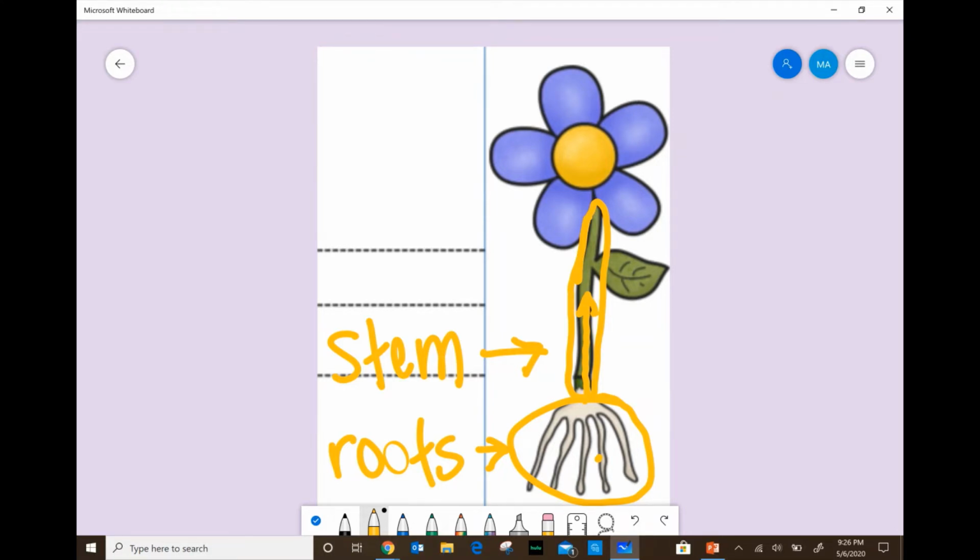Now let's look at the leaves. This right here is the leaves, which I'm sure many of y'all know. The leaves, they make food for the plant. And finally, when we look at this part, this is the flower.